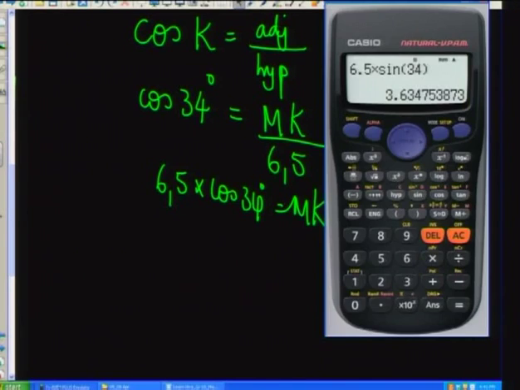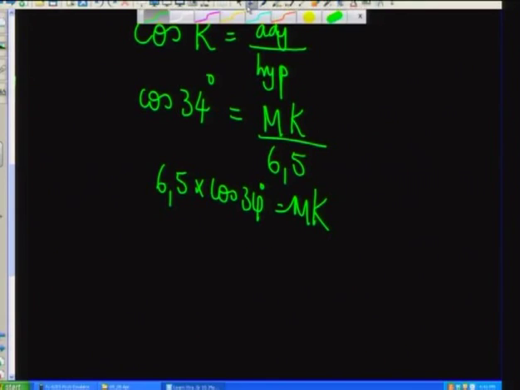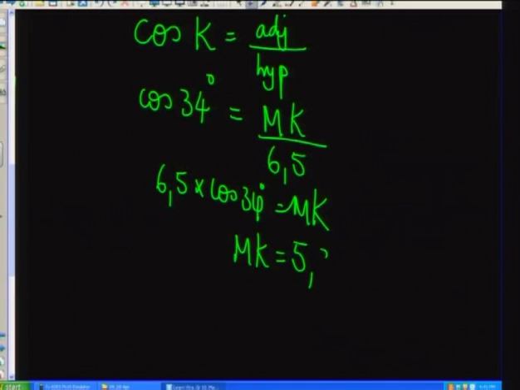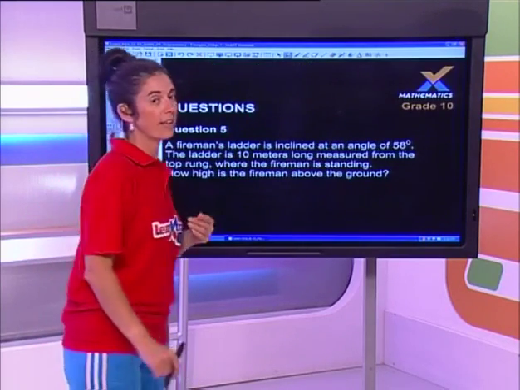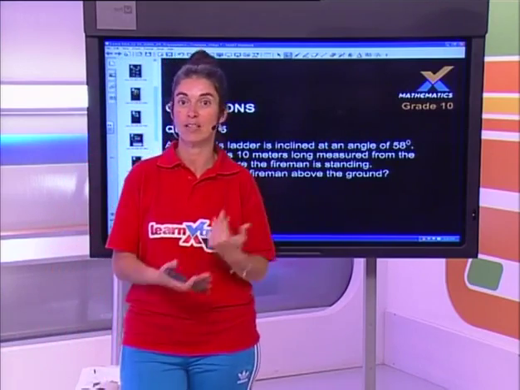Right, calculator is now going to help us. 6.5. Let's just go 6.5 times the cos of 34, and we get a value of 5.39. So MK is 5.39 centimeters. Okay. Right, so that's a good example of how to find lengths of sides.